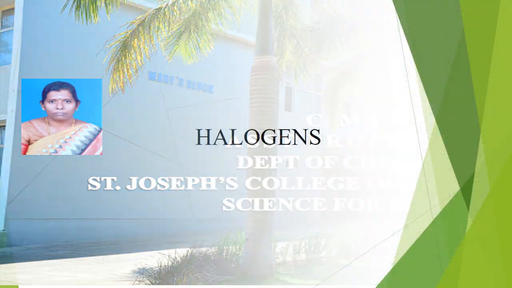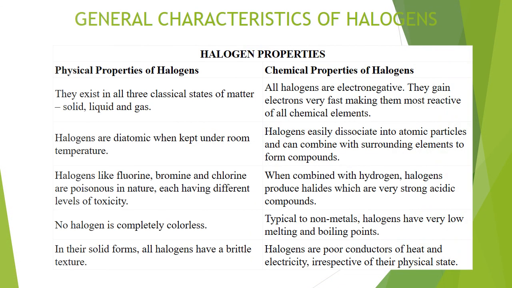Today we'll see about halogens, the general characteristics of halogens. In halogens, both properties are there. First one is physical properties and second one is chemical properties of halogens. First we will see physical properties of halogens.